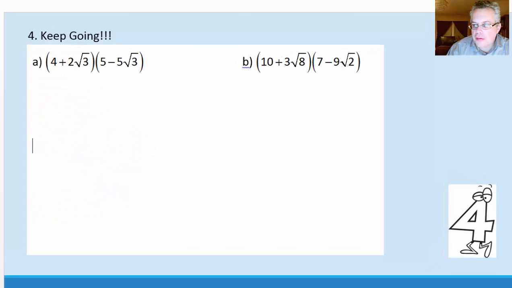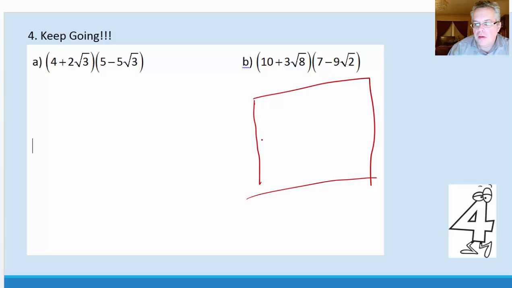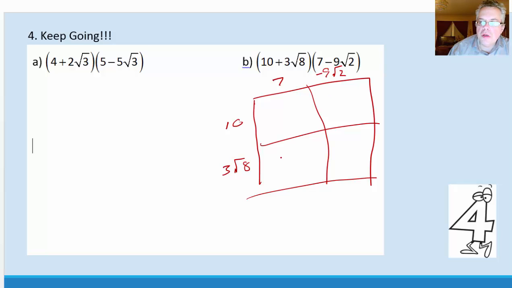Okay, I'm back. Something weird happened with the PowerPoint. Let's finish this last example. So we were almost done. Wow, this is kind of a goofy box. All right, that's really pathetic, but here we can use it. 10, 3 square root of 8, the top 7, and then minus 9 square root of 2.